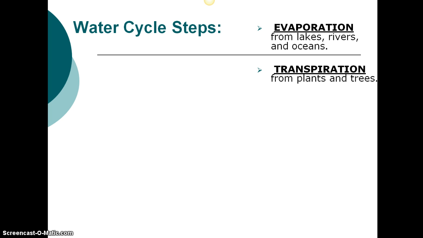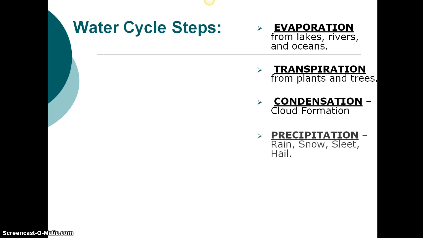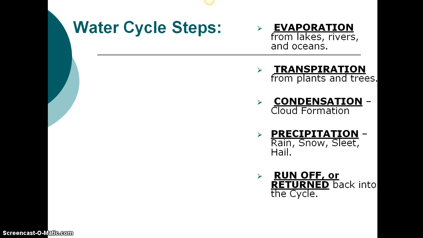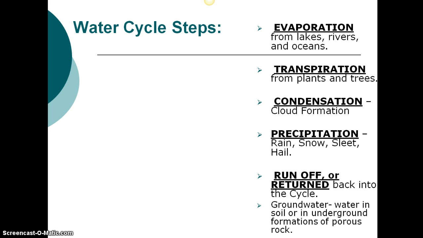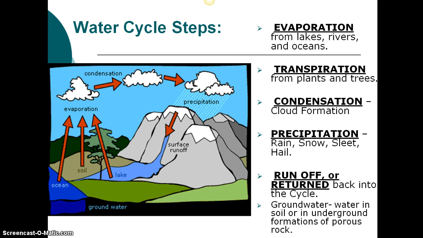So evaporation from lakes, rivers, and oceans, transpiration from plants and trees, so that's just the evaporation of water from plants and trees. Condensation is cloud formation, and then precipitation, rain, snow, sleet, hail. And then runoff, or the return back into the cycle, is groundwater, water in the soil, or underground formations of porous rock. And here's our picture of what that would look like, which you guys have had the water cycle for many, many years, so not too confusing on that one.